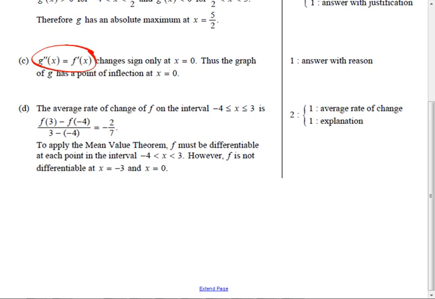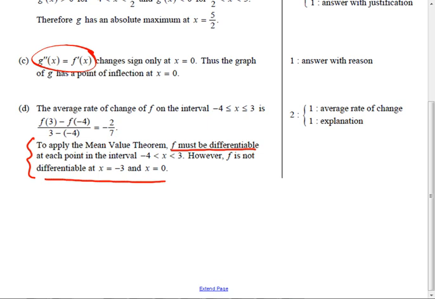Average rate of change, negative 2/7. We did that because you want to do well on the exam. You're going to do these problems. If you do this, it's still not too late to be ready for the exam. Okay? The question was, how to explain? I said f is not differentiable. There it is.